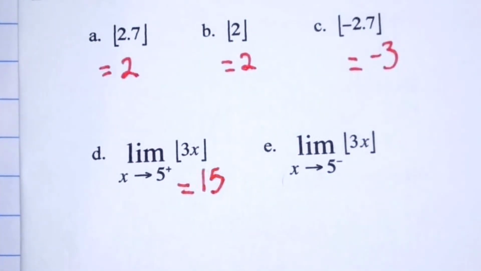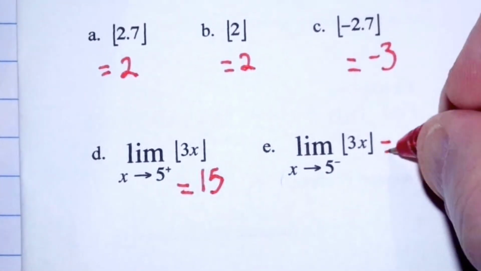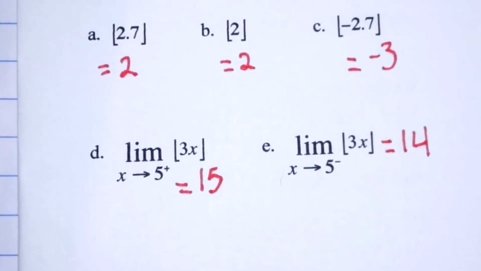Now, what about the limit from the left? At 5. All right, so remember what that means. We want a number that's slightly less than 5. So think of numbers that are slightly less than 5, then multiply by 3, and then take the floor. Well, if you're talking about a number that's slightly less than 5, when you multiply it by 3, you're going to get a result that is slightly less than 15. And then when you take the floor, remember that we're talking about a number that's only slightly less than 15, and so that's going to be 14.